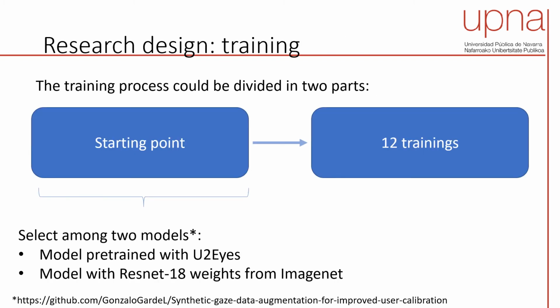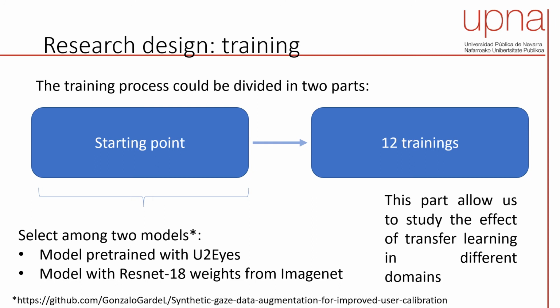So now let's talk about the training part of the experiment. The training phase could be split in two blocks: a block that we will refer to as the starting point, and a block that is called 12 trainings. We differentiate between two starting points, depending on which pre-trained model was used. We could use the model pre-trained over U2Ice or the model whose ResNet 18 backbone has the weights of ImageNet. For the sake of reproducibility, we provide a GitHub link where the two pre-trained models can be obtained.